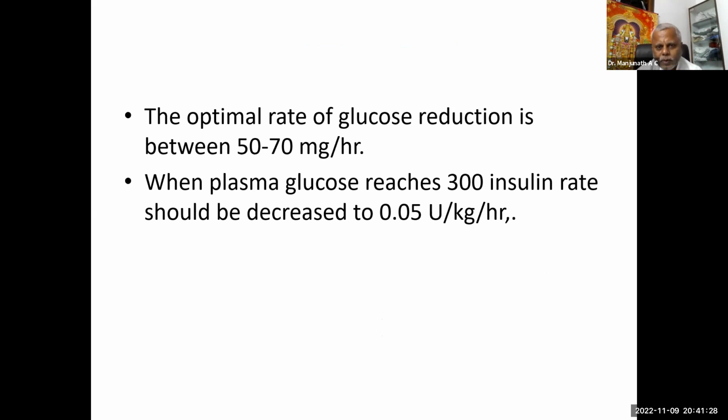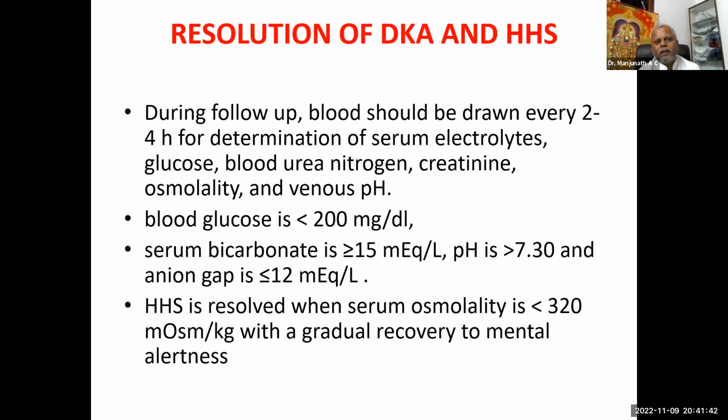The optimal rate of glucose reduction is again 50 to 70 milligrams per hour. And when plasma glucose reaches 300, insulin rate should be decreased by 50%. That's 0.05 units per kg per hour infusion. And then for the resolution of diabetic ketoacidosis, during follow-up, blood will be drawn every 2 hours for determination of glucose, electrolytes, blood urea nitrogen, creatinine, osmolality, and venous pH.